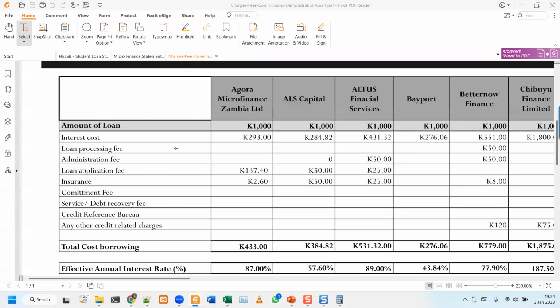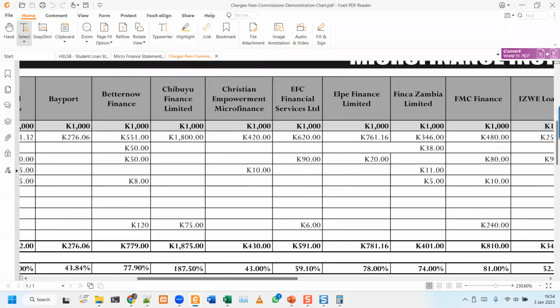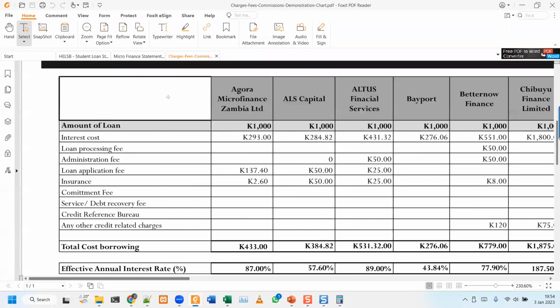So these are the typical charges that these non-bank financial institutions are going to charge for. And this was consolidated in 2019. The charges still are relevant, even though it was done 4 or 5 years ago.